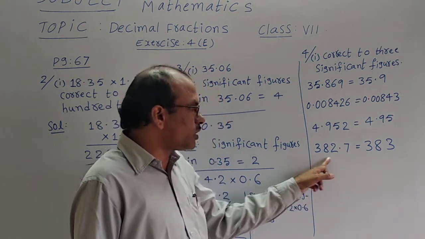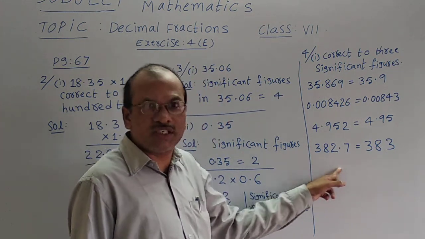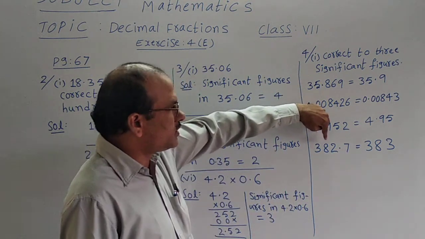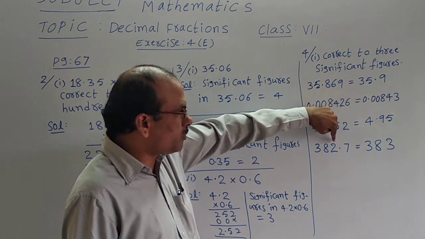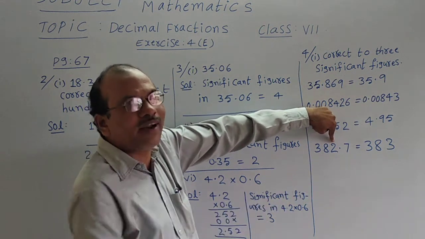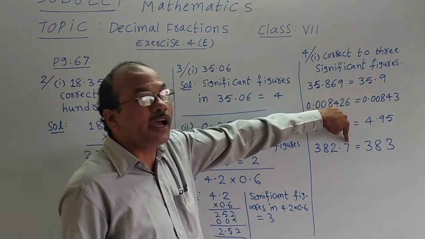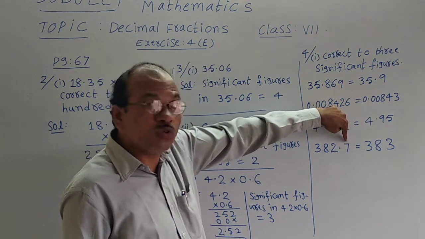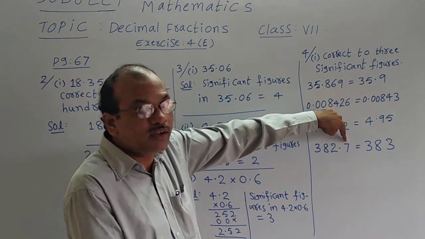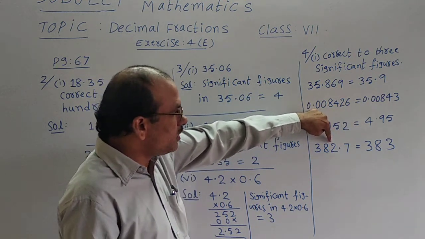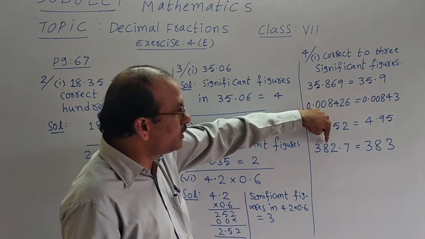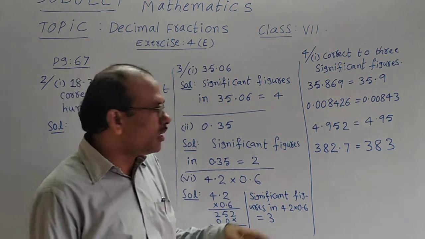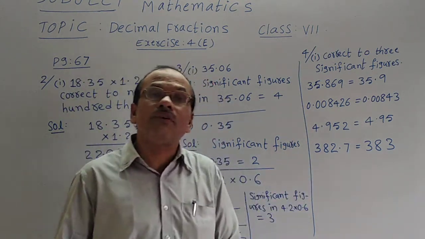382.7. Here a total of 4 digits are valid, but we want only 3. First digit, second digit, third digit. Up to this 2 only I must write as the answer. But the next one I have to check now. It is more than 5. That 7 we want to remove, which is more than 5 here, so 1 should be given to the 2. Then 383 it will be. So 3 valid digits are there now. Now we have corrected to 3 significant figures.